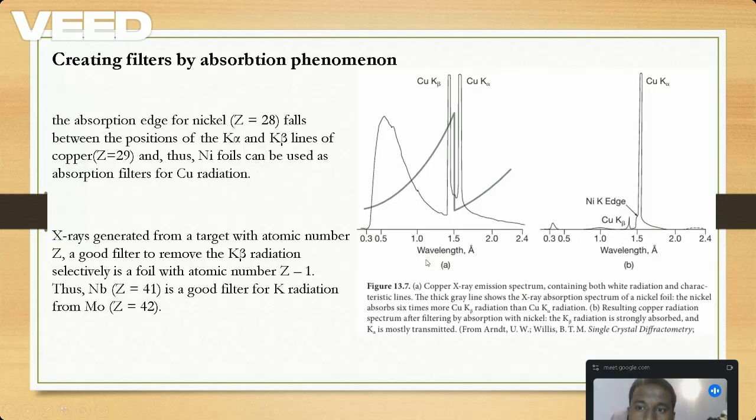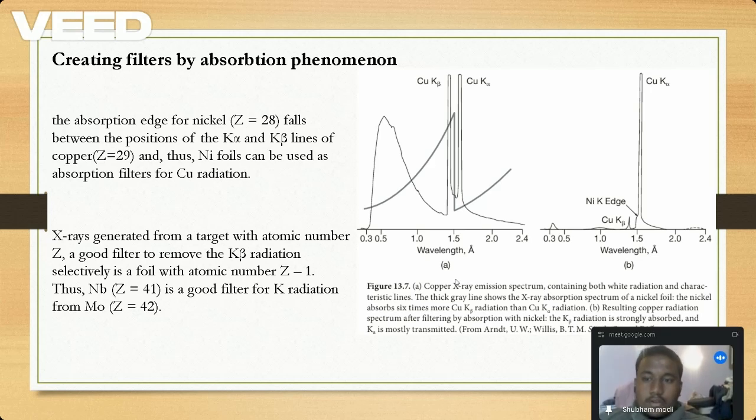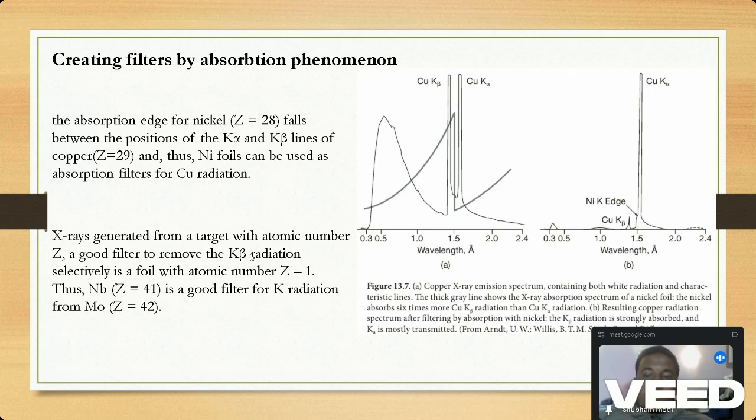So for creating filters by the absorption phenomenon, the absorption edge for nickel, Z equals 28, falls between the positions of the K alpha and K beta lines of copper, Z equals 29, which means for X-rays generated from a target with atomic number Z, a good filter to remove the K beta radiation selectively is a foil with atomic number Z minus 1. So niobium, Z equals 41, is a good filter for K radiation from molybdenum.